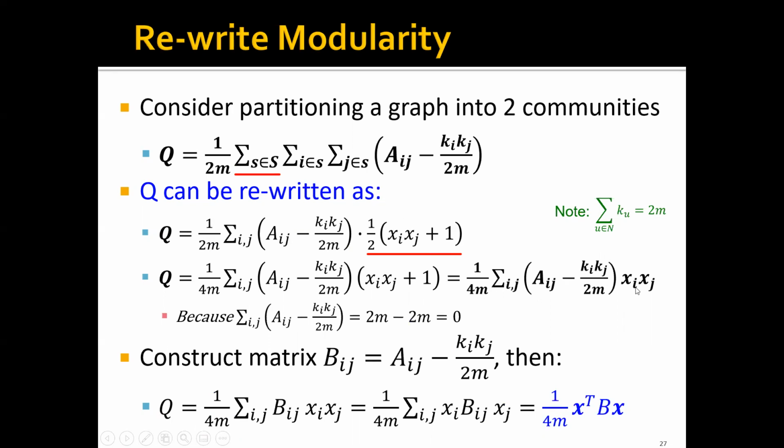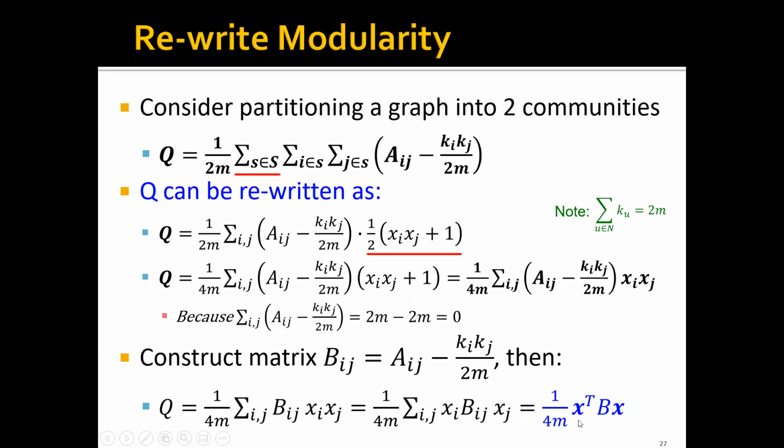And we can see that this is already very close to a matrix form. This is what we call a bilinear form with regard to the matrix x. And we get here using the fact that the sum over ij of Aij minus ki kj over 2m is equal to zero. Using this equation, we can first construct a matrix B where each entry Bij is equal to Aij minus ki times kj over 2m. So Bij is basically this term here. Then we can rewrite the modularity Q using simple linear algebra into this compact form. So Q will now be equal to one over 4m times x transpose times B times x.